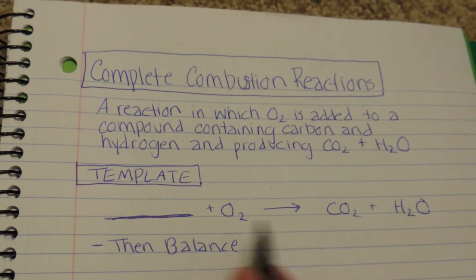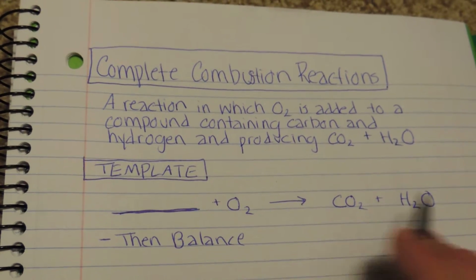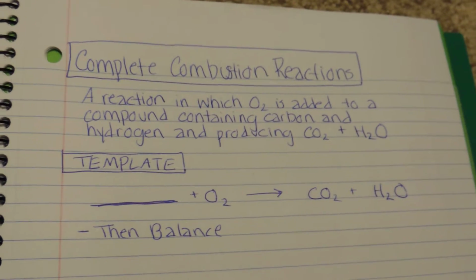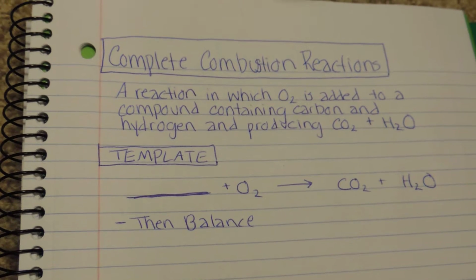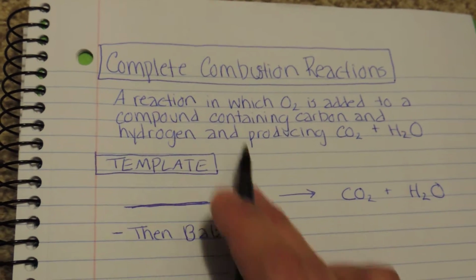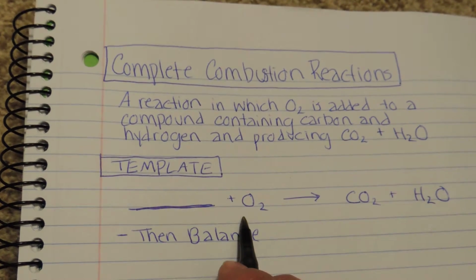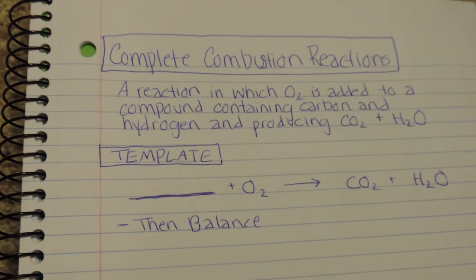Okay, so they're going to give you a compound. Basically, you're just going to plug that compound right here into this template, and then you're going to balance. So it's pretty simple. So please don't worry when you realize they're only giving you one compound and you're like, where's the rest of the equation? Remember, if it says complete combustion, they're assuming that you know that means plus O2 makes CO2 plus H2O.